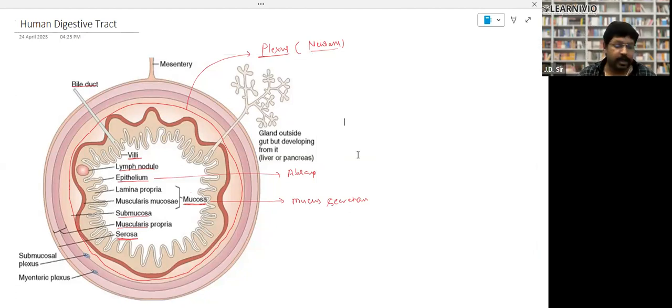So this was all about the digestive system. Go through your NCERT and ask me if you have any doubt. Please go through NCERT, and you can ask me questions out of NCERT as well. No issue.